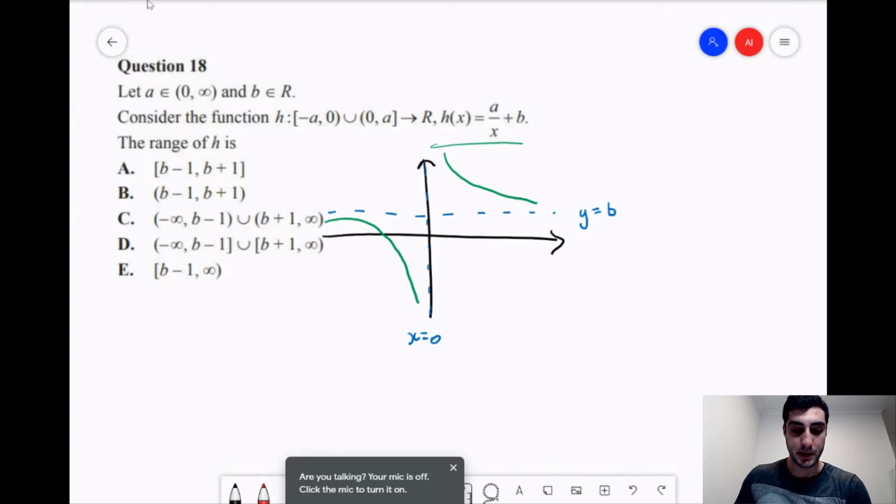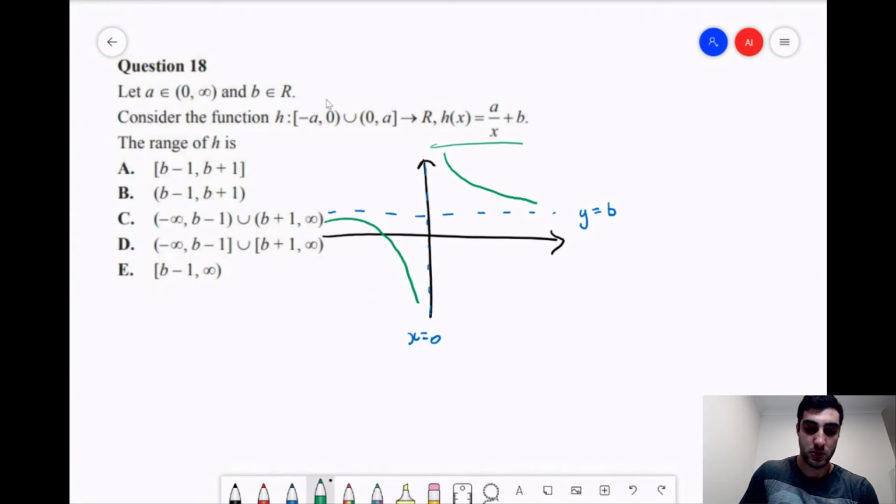Next, we have to consider the restriction on the domain. So we know that the restriction on the domain goes from minus a up to 0, and that would be a closed circle. So that will encompass the left-hand side of the function, and then for the right-hand side, we know we're going from 0, so the right-hand side of this asymptote, up to the value a with another closed circle. So I guess I can mark in a, can mark in minus a. So hopefully that's nice and clear so far.